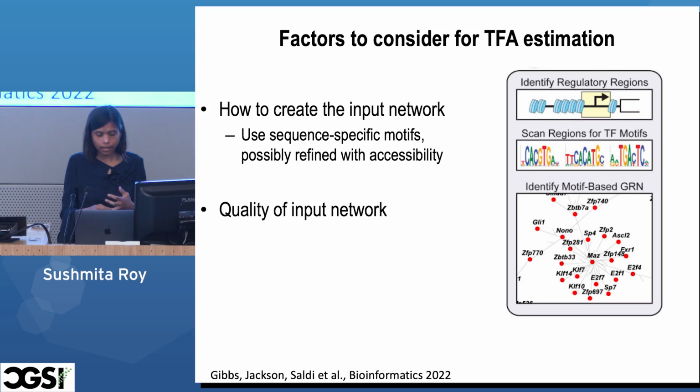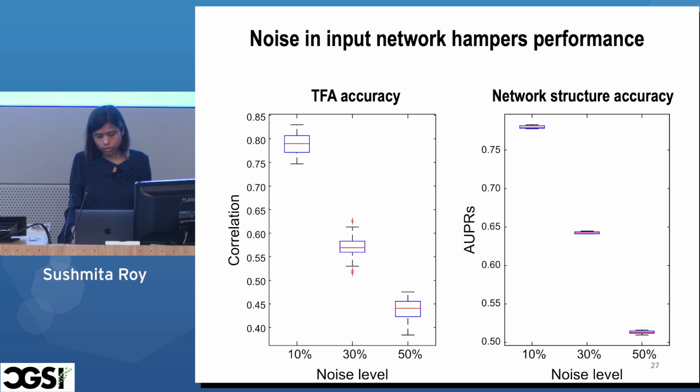But the second thing is the quality of the network can have an effect. So we did a simulation where we considered different extents of noise in the network. We added a bunch of false edges, and we asked, if we just did this standard approach of TFA estimation, what happens? We see that in simulations, the estimation of TFA actually becomes worse and worse. This is the correlation between the true TFA and the estimated TFA, and the quality of the networks that you get is also getting worse.